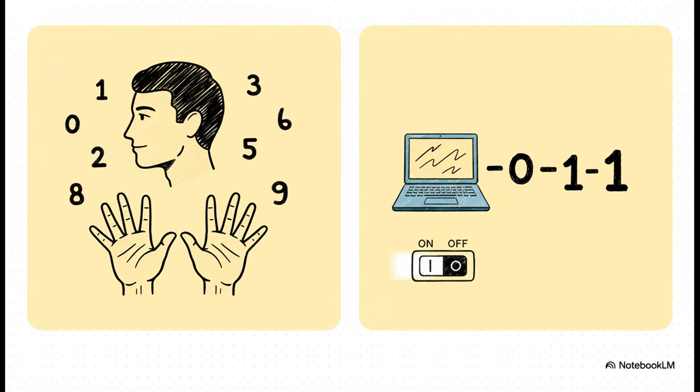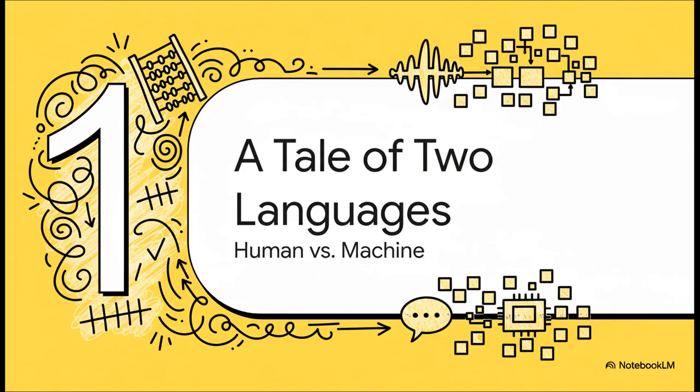We're speaking two totally different languages. Our language is based on 10 symbols, because of our 10 fingers. A computer's language is based on just two states, on and off. So let's get into this tale of two languages.